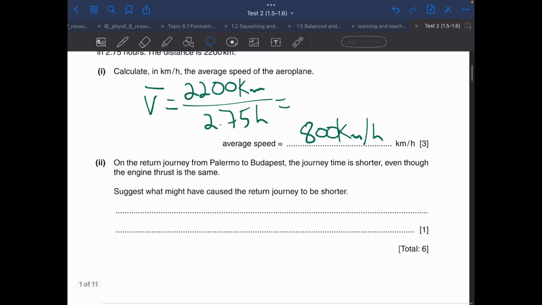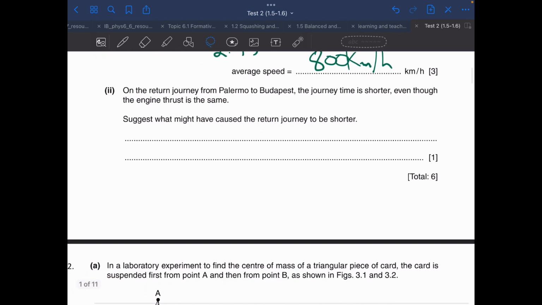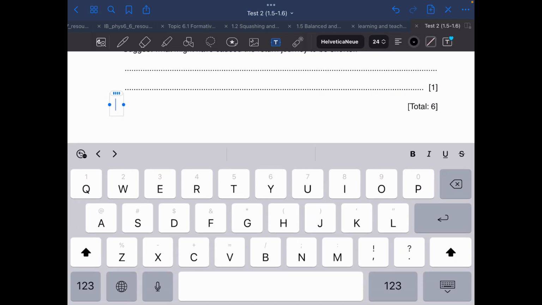Okay, excuse me. On the return journey from Palermo to Budapest, the journey time is actually shorter, even though the engine thrust is the same. Suggest what might have caused the journey to be shorter. There's a few possibilities for this part. I'm going to type because my handwriting is not so good.